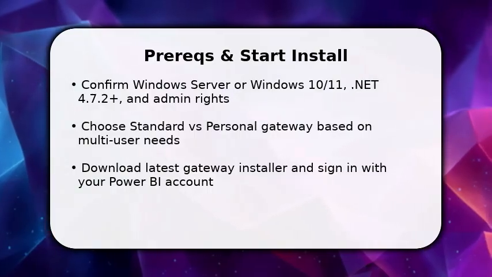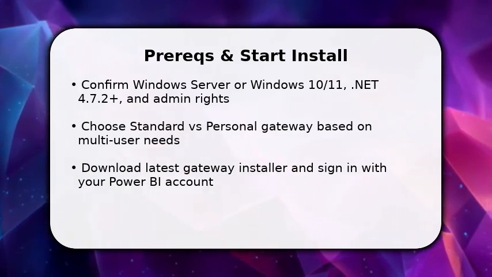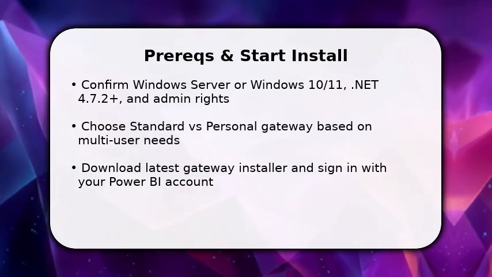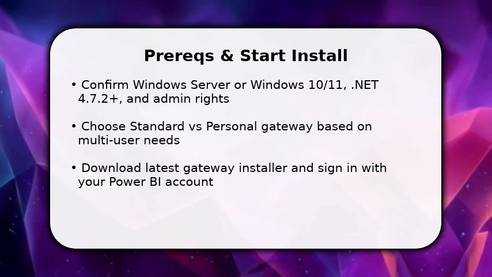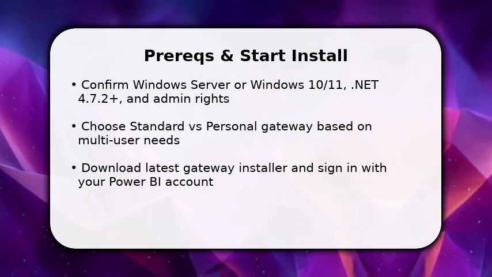You will begin by verifying prerequisites and launching the installer. Make sure Windows and .NET meet requirements and you have admin rights. Once confirmed, choose the gateway mode. Pick standard for shared connection and high availability, or personal if only you need refreshes.